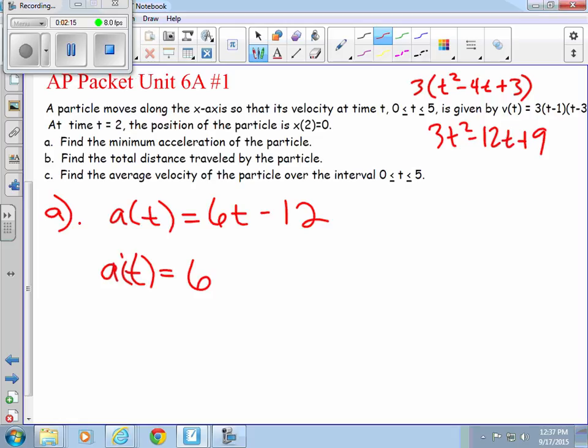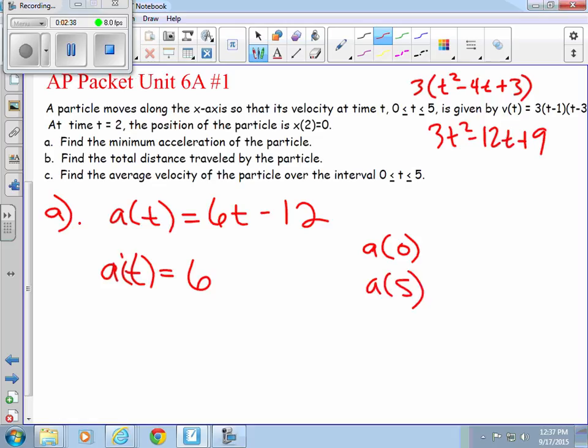So, constant. I'm going to look at the endpoints. What are the endpoints? 0 and 5. And you could probably imagine, since this is a positive slope, 0 is going to be where the minimum is because we're going up from there. But I'm going to find A of 0 and A of 5.